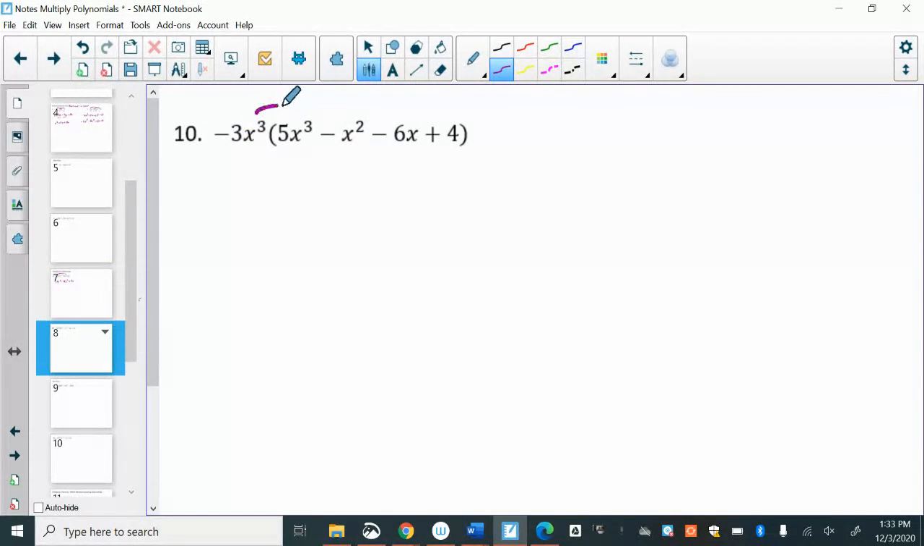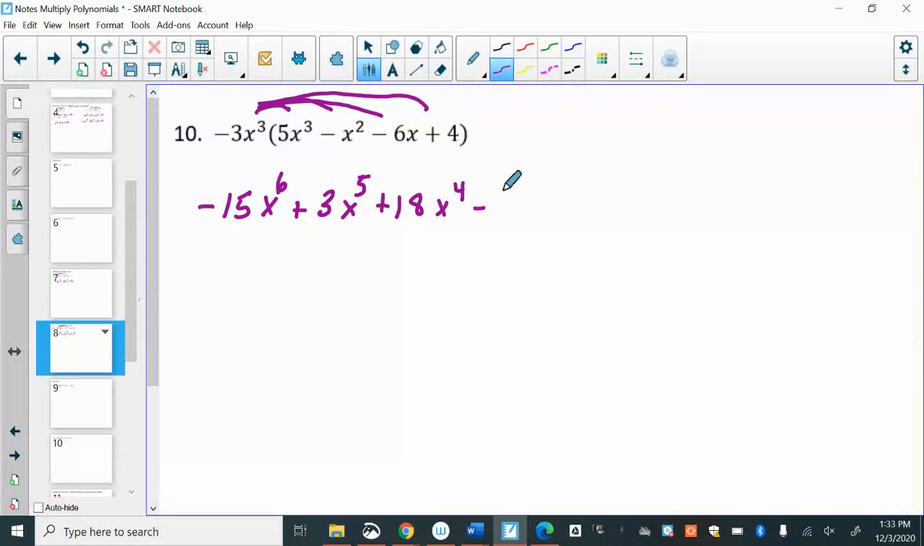Let's do one more together. And again, we want to make sure that we are distributing to all 4 terms here. So negative 3x cubed times 15x cubed, multiplying the number part, you get negative 15. X cubed times x cubed, adding your exponents, you get 6. Minus 3x cubed times minus x squared is going to get you a positive 3x to the 5th power. Minus 3x cubed times negative 6x, again, is going to get you a positive number, 18x to the 4th. Negative 3x cubed times 4 is going to get you a minus 12x cubed.